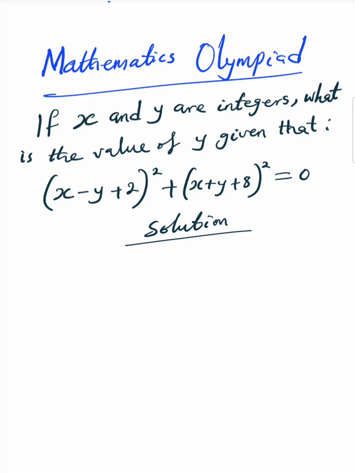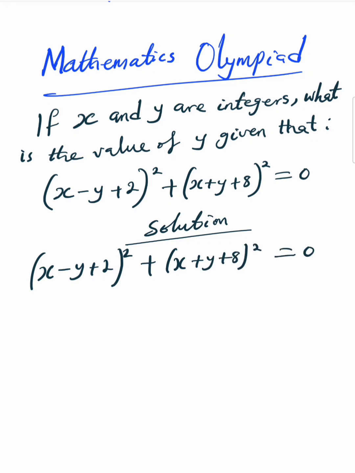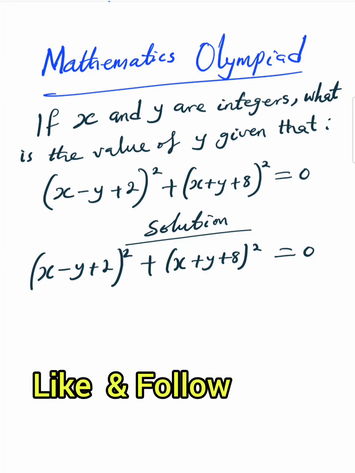Before we can solve this question, we have (x - y + 2)² plus (x + y + 8)² equal to 0. Don't waste time by opening the bracket, okay? Do not expand. Expanding this bracket will make the work rigorous for you.